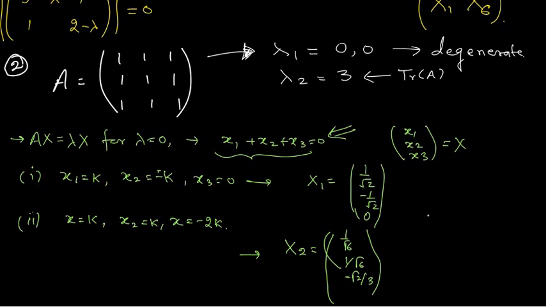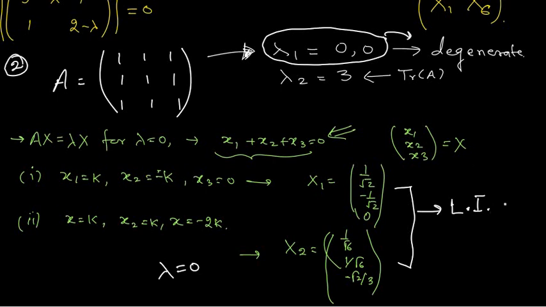So you can see, for lambda equal to 0, these two eigenvectors correspond to lambda equal to 0, but both are linearly independent. So even if the eigenvalues are degenerate, they can correspond to linearly independent eigenvectors. Similarly, you can find x3, which corresponds to lambda equal to 3. If you do that, you can construct the matrix P.